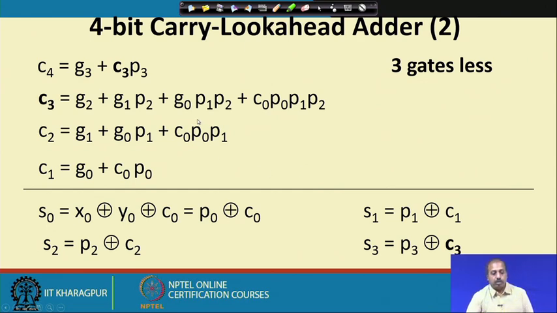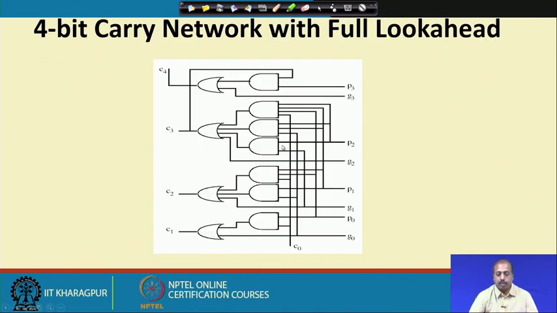Now, we can optimize it a bit, requiring 3 fewer gates, where C_4 is G_3 + C_3 P_3, then C_3 is G_2 + G_1 P_2, like this. So, we can modify this previously written expression, optimize it a bit, so that it will take 3 gates less. So, the circuit that we get is something like this.